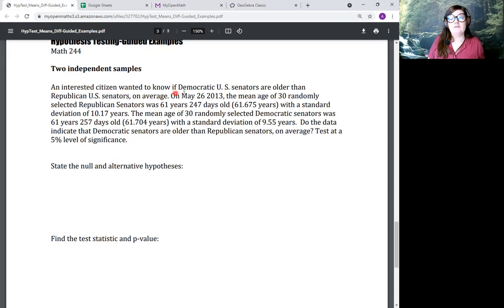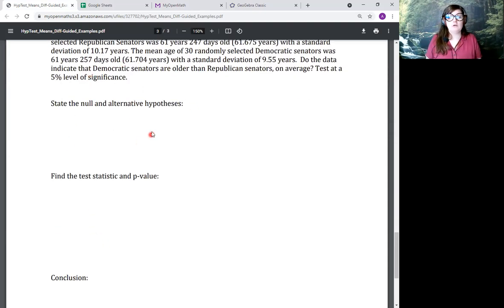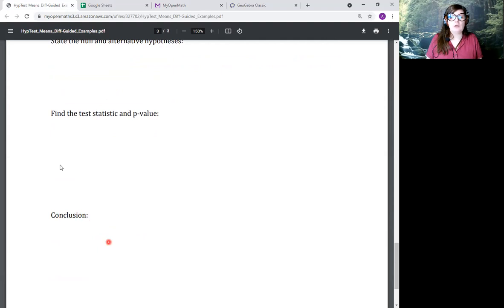An interested citizen wants to know if Democratic US senators are older than Republican US senators. This is from a long time ago. This is from May 26th of 2013. So this is not going to hold up to today's standards. So when you are reporting on it, when you are creating your null and alternative hypothesis and your conclusion, remember that this is not about these senators now. We can only state these facts about the senators from 2013.